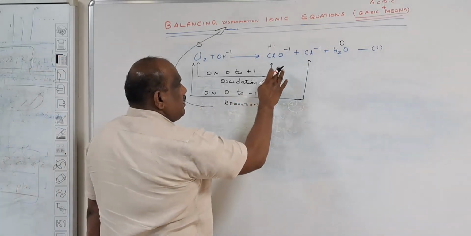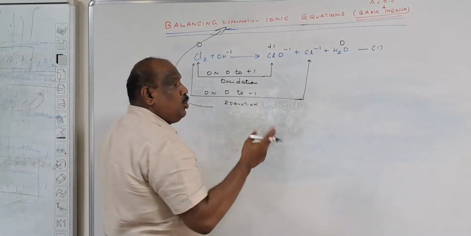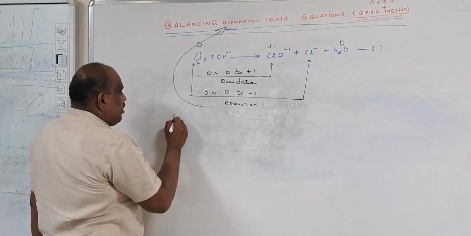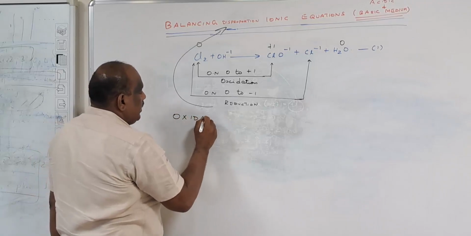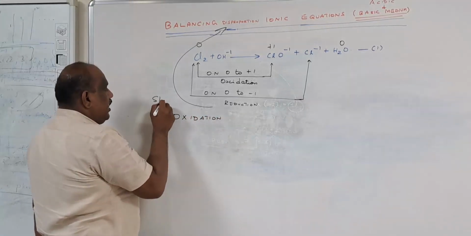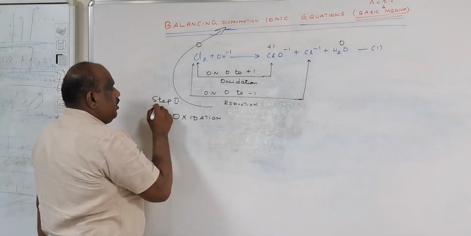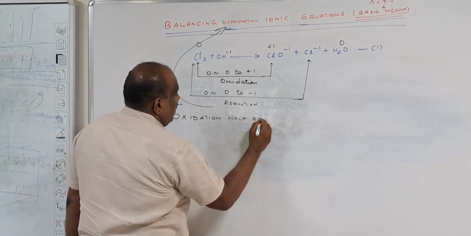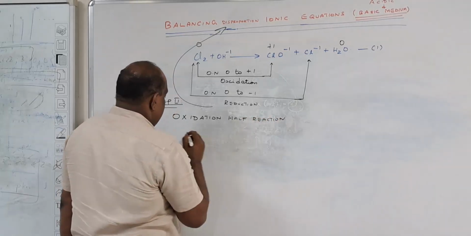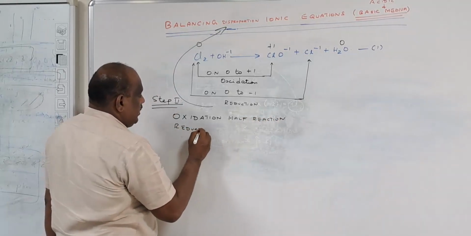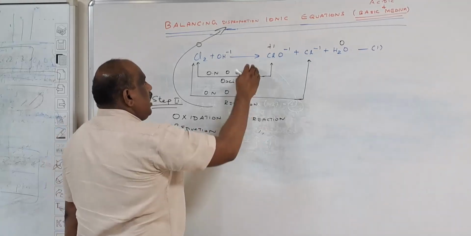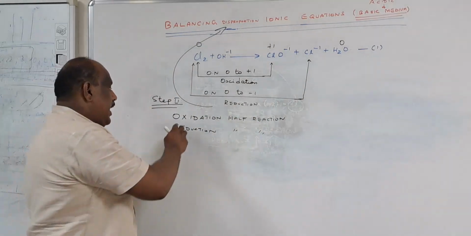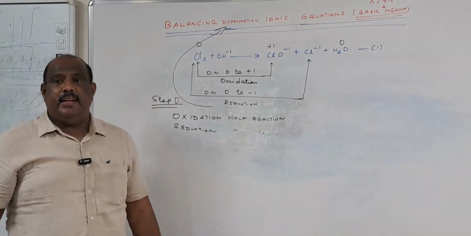That is, we are going to split this complete equation into two half reactions. One is oxidation half reaction, another is what? Reduction half reaction. So let us now write. Step 2, we have to write two equations. One is oxidation half reaction. The other one is reduction half reaction. So what is the second step? I am going to split this equation into two half reactions. Then finally what I will do? I will add these two equations to obtain a single equation.